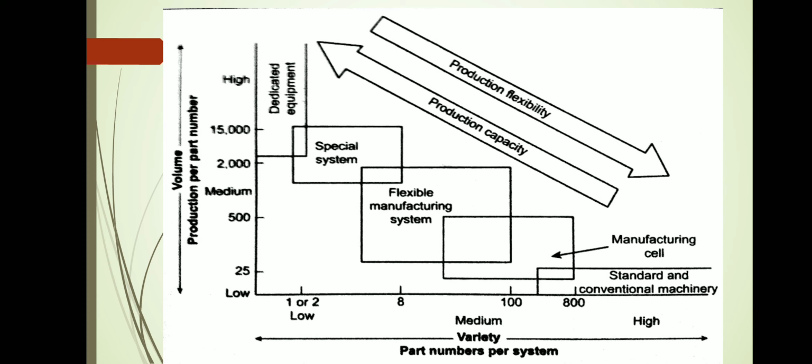Then manufacturing cell consists of a different variety of products we are able to produce, but the volume of production will be less. With the standard and conventional machining process, the olden machining method we have used, the variety compared to other methods is high, but the volume of production will be very low.